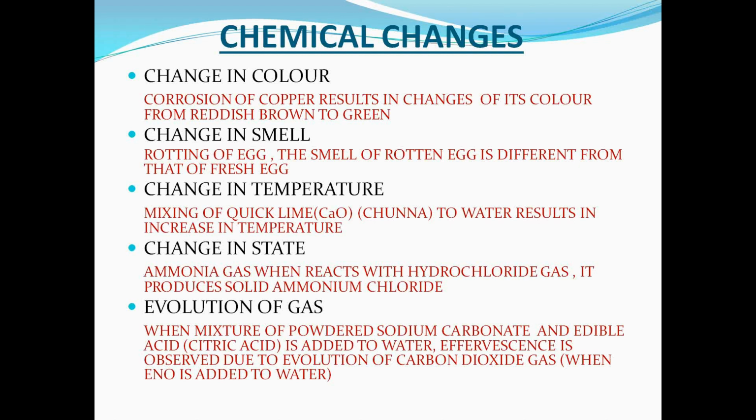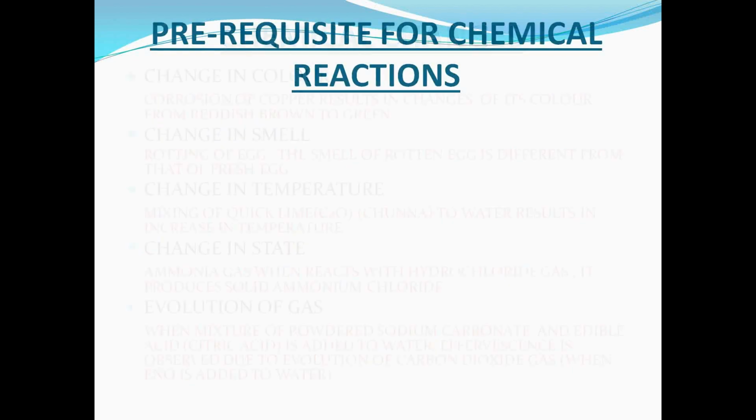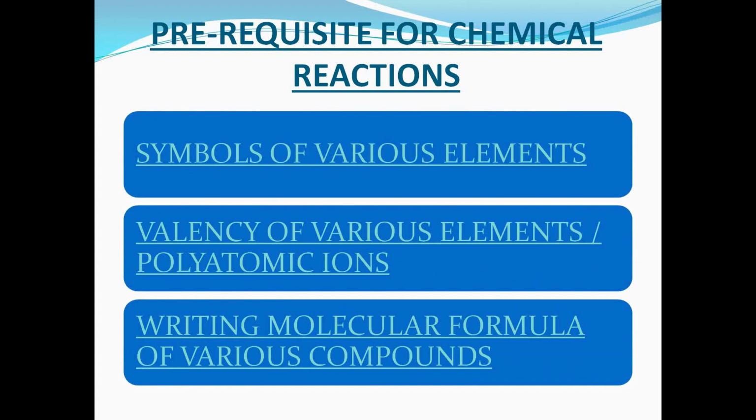There are many other physical changes associated with chemical reactions, but the above are the four main physical changes associated with them. Moving ahead, before learning to write a balanced chemical equation of a given reaction, we must know certain basic things which you have learned in class 9.